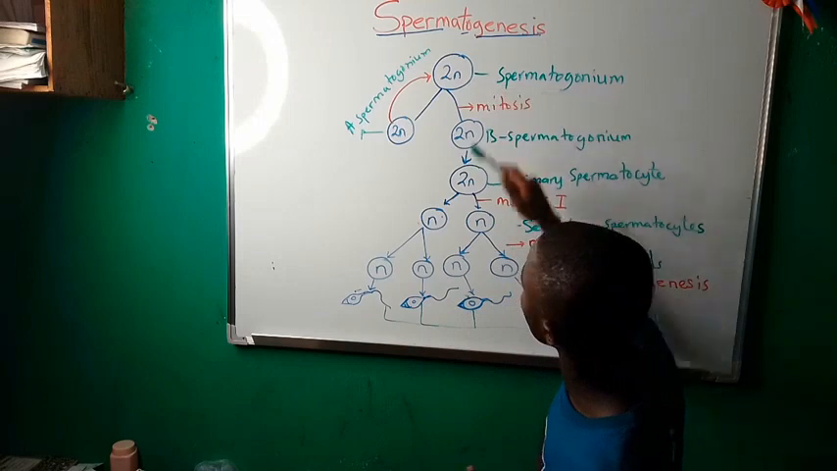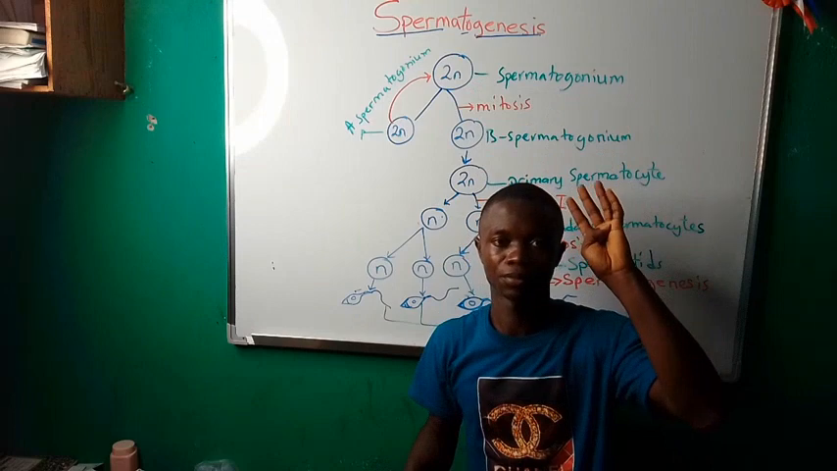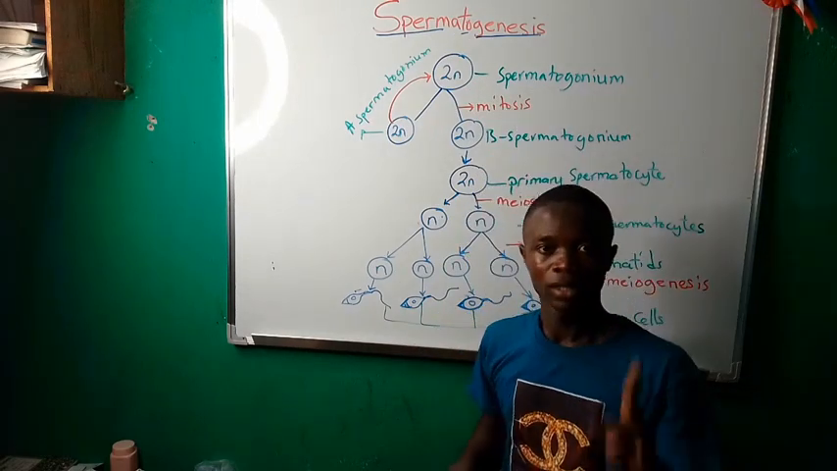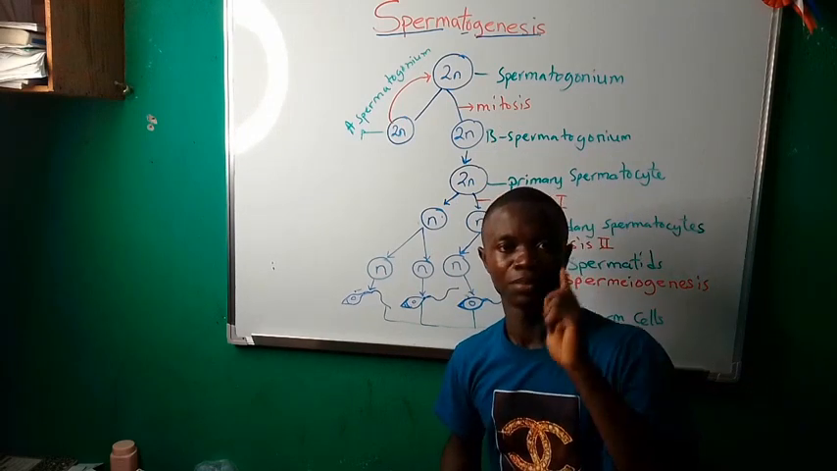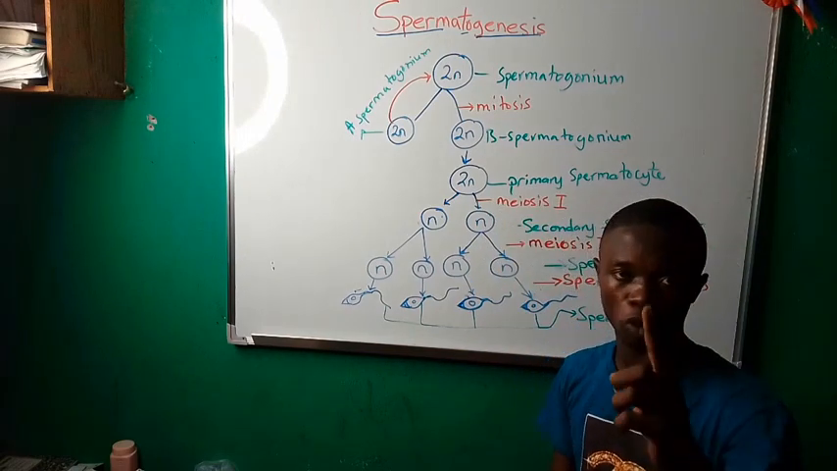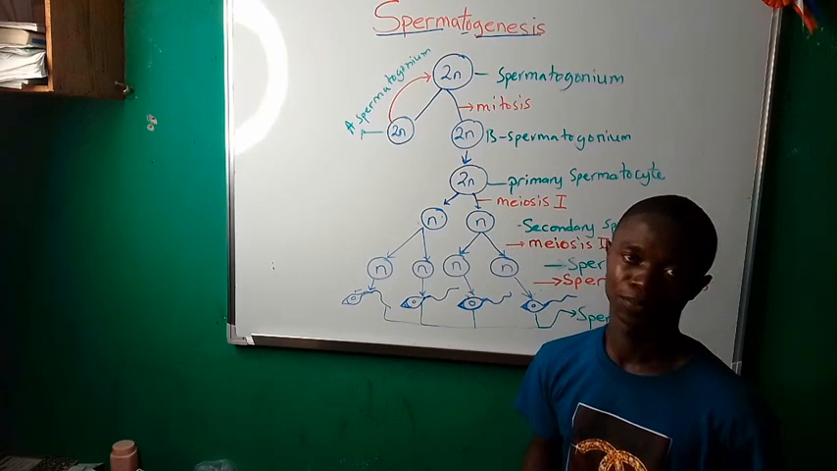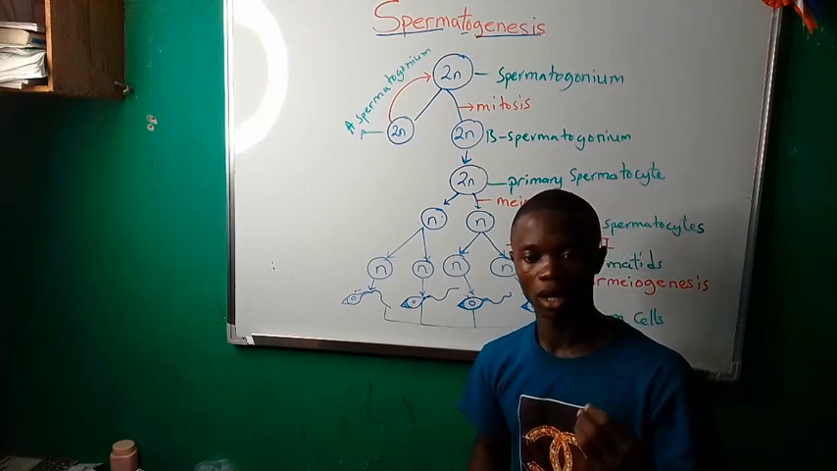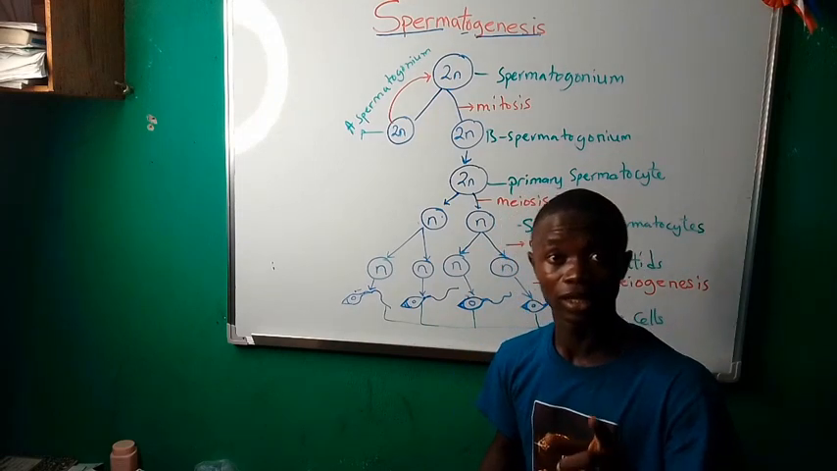So, the processes involved in spermatogenesis require 4 basic steps. Step 1 is mitosis. Step 2 is called meiosis 1. Step 3 is called meiosis 2. Step 4, which is the last step, is called spermiogenesis. So let's explain it one at a time so you can get a clear understanding of how spermatogenesis occurs in your testes as it is taking place right now.